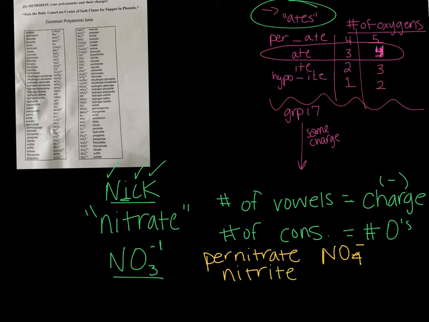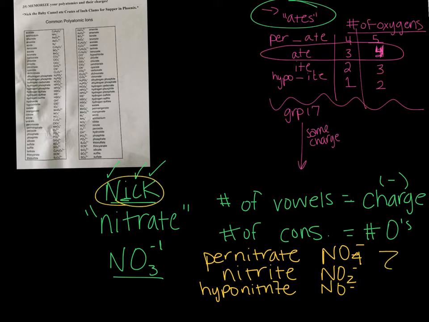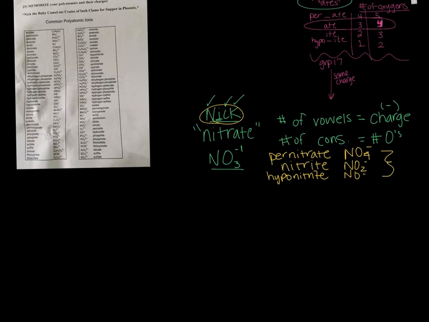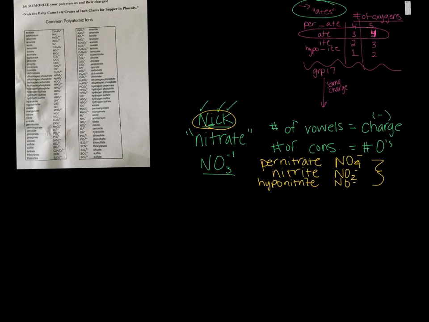We can go nitrite, by taking away one of the oxygens, so NO2 -1. Or we can say hyponitrite, and that would be NO with a -1 charge. So as you can see, using this one word, I have now memorized 4 polyatomics. Easy. And that's why I love this sentence so much: it allows you to memorize a good chunk of what I'm asking you to memorize without much work.